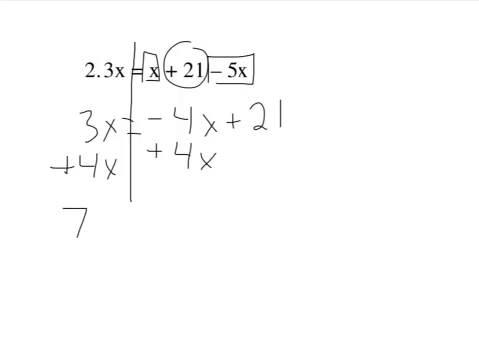That gives me 7x equals 21. Then I need to get rid of the coefficient, or that number in front of the variable, so we divide by 7. I get x equals 3.